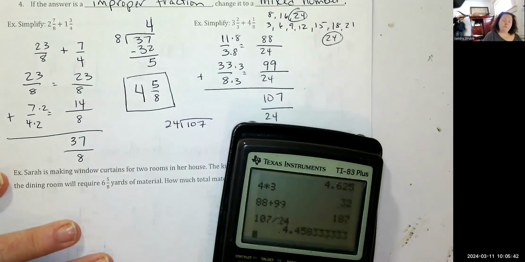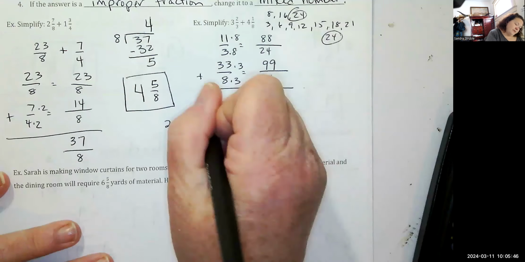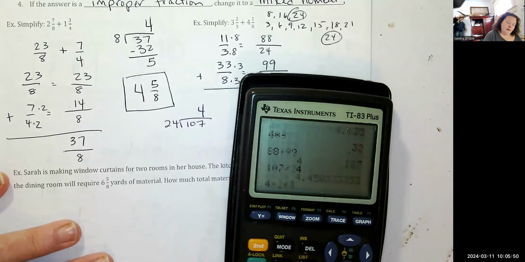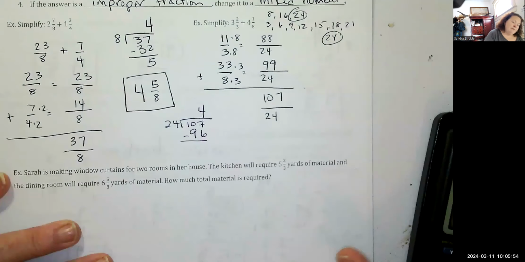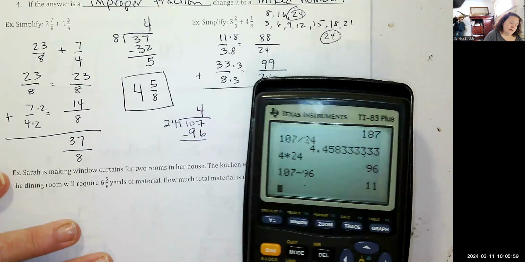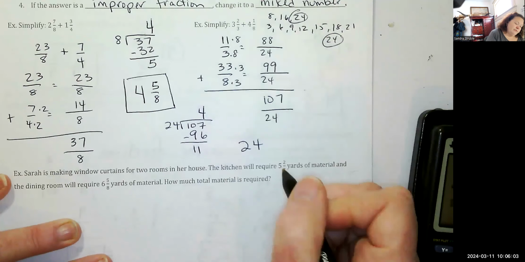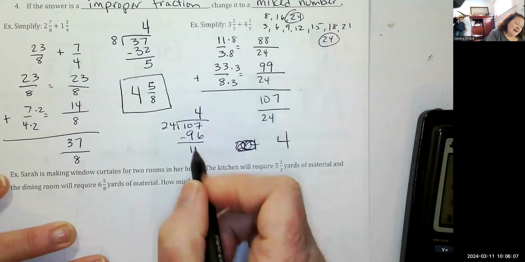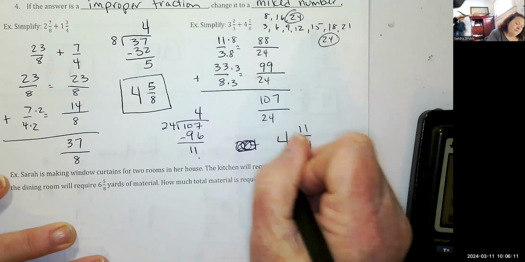We're looking for that whole number, which is 4. Okay, so I'm going to write the 4 up here. Now I'm going to go 4 times 24. And I got 96. I'm going to subtract 96 from 107. And I got 11. So my answer is 24. Nope, it is not. It is 4. And the remainder was 11 divided by the original 24.